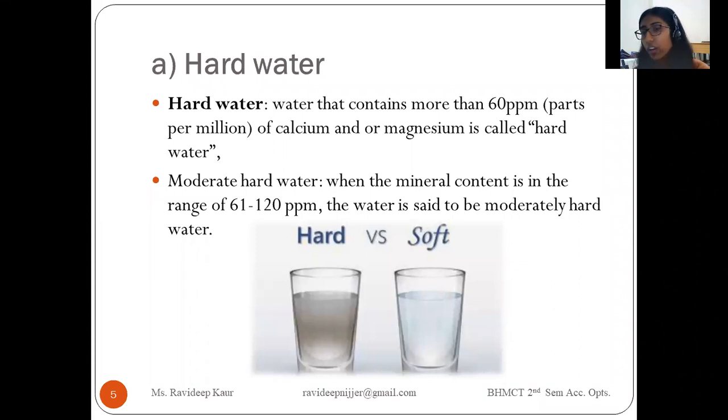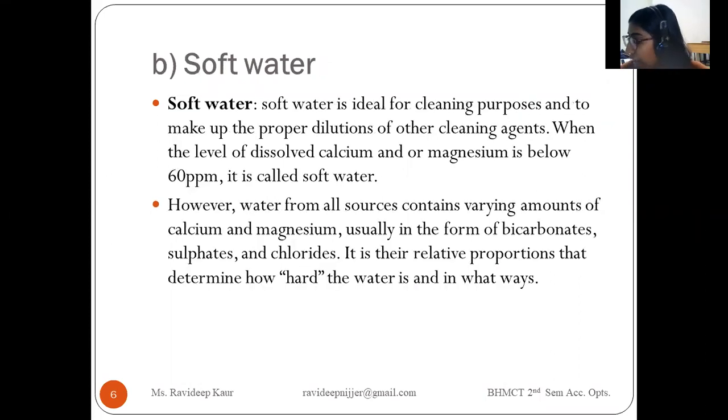Let me recall once again: water with a content of 60 ppm of calcium or magnesium is called hard water, and with the range of 61 to 120 ppm the water becomes moderately hard water. Am I clear? Next we have soft water.